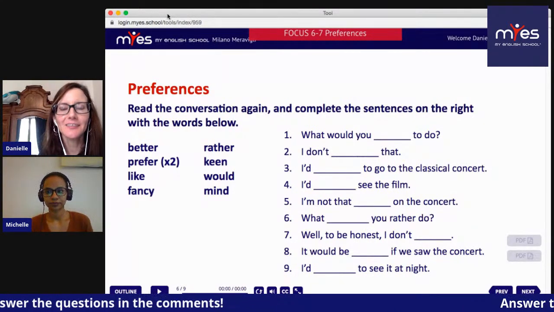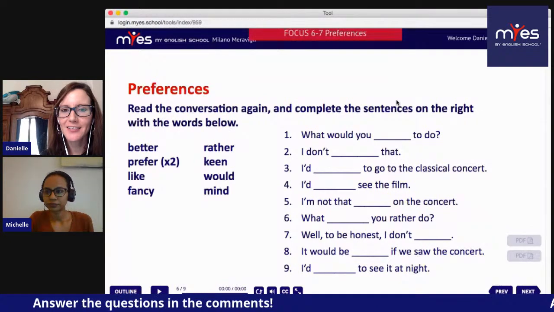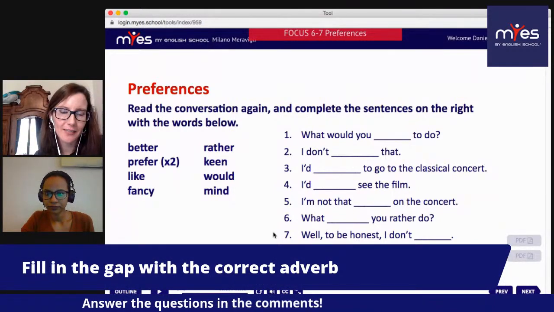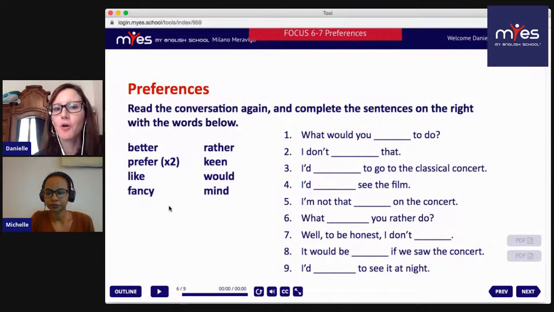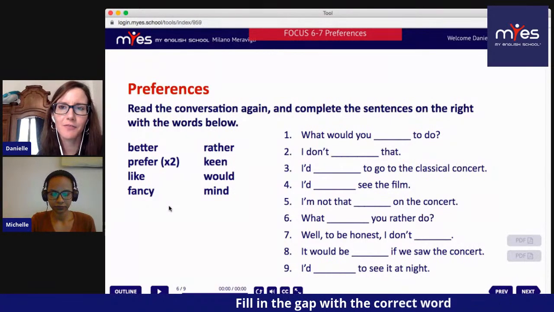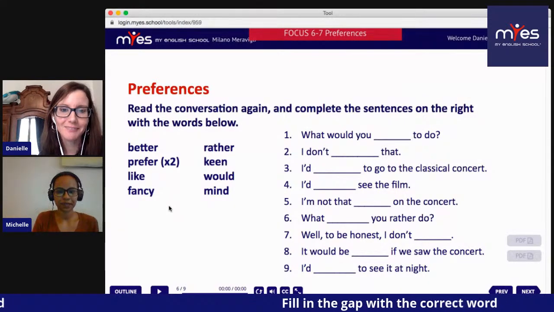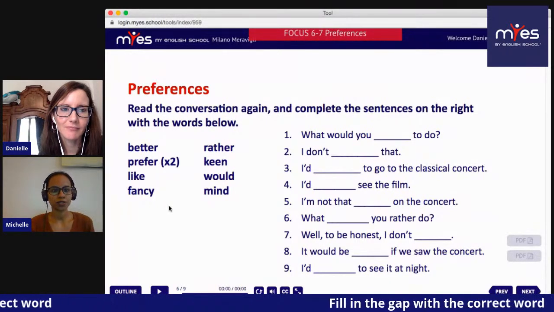So here we have a gap fill, all right? And here we have some statements that describe whether people want to do something or their questions about wanting to do something, okay? And here are the missing words. So this slide includes some common phrases we use to describe when you like doing something or you prefer to do something. Okay, so we'll give this a go, and then in the next slide we look at what they mean. So this is just the first exercise. Michelle, do you want to read it just so that we can hear? Yeah? Absolutely. Read the conversation again and complete the sentences on the right with the words below.